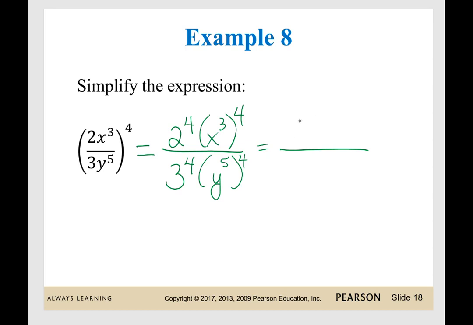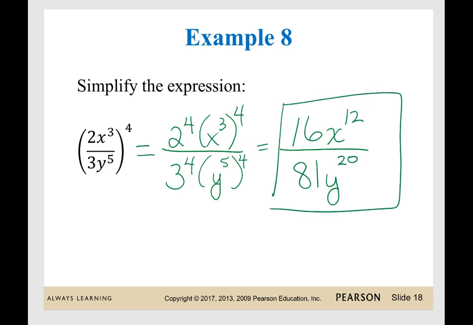2 to the 4th power is 16. x cubed to the 4th. Remember, keep the base, multiply your exponents. So there's your numerator, 16x to the 12th. And then do the same thing with your denominator. 3 raised to the 4th power is 81. We saw that earlier in this section. And then y to the 5th to the 4th, keep the y, multiply those exponents. So there is your final answer: 16x to the 12th divided by 81y to the 20th.